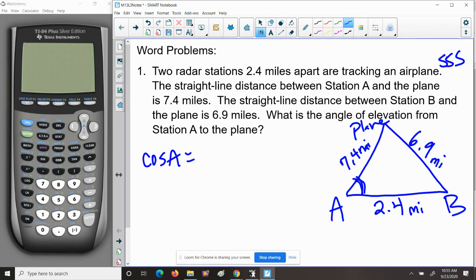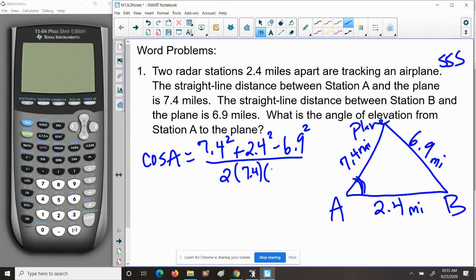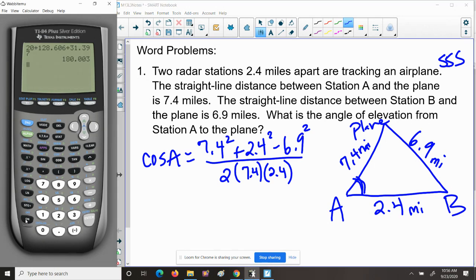Cosine of A is equal to B squared, which would be 7.4 squared, plus C squared, which in this case is 2.4 squared, minus A squared, 6.9 squared, all over 2 times B, which is 7.4, times C, which is 2.4. All right, let's go and solve. Let's make sure that we are on the correct mode, just to be sure we're on degree mode. Good. So let's get started here.